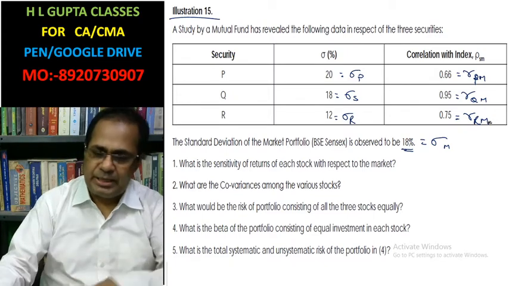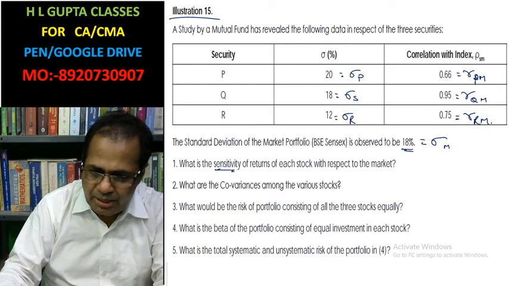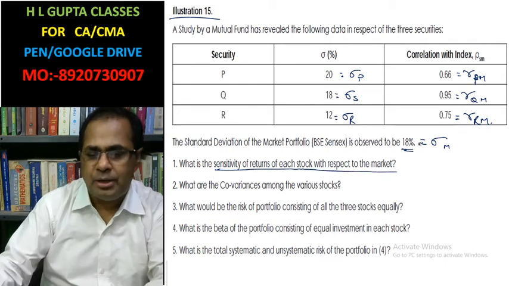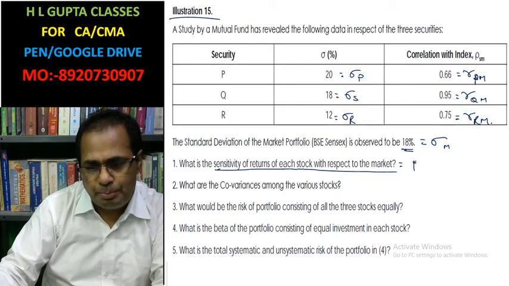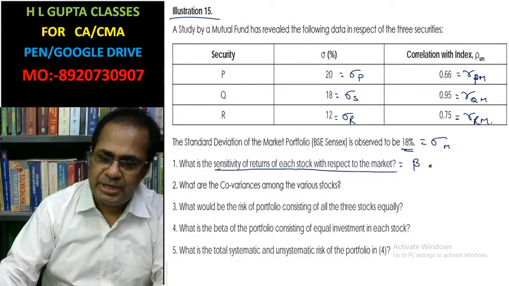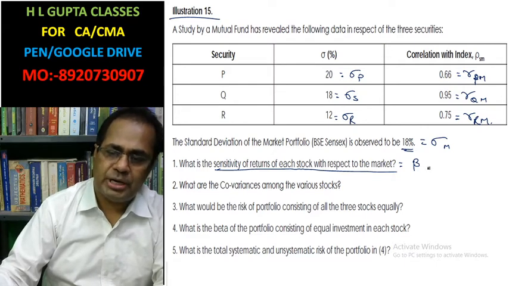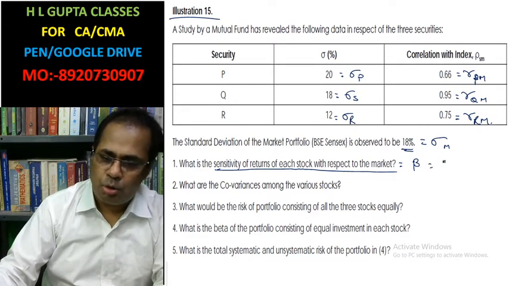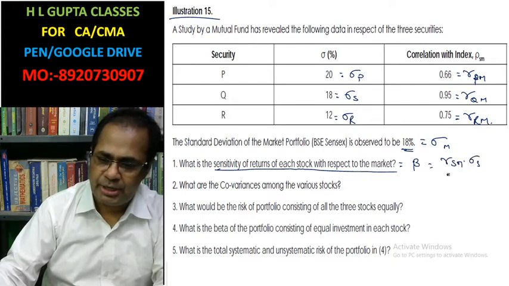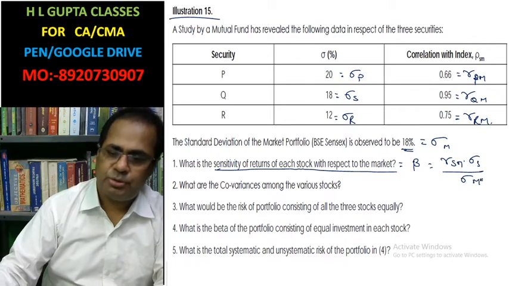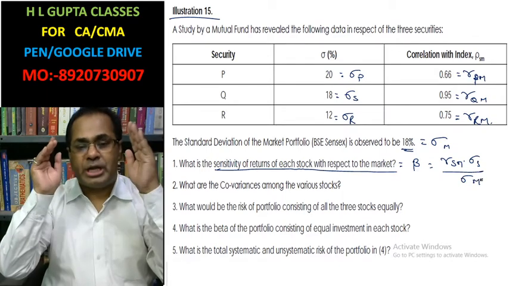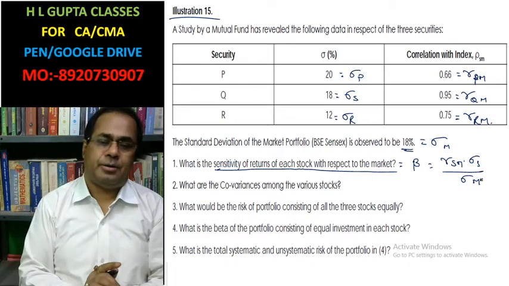It is asking what is the sensitivity of the return of each stock with respect to the market. Sensitivity is also said to be beta. Beta is being asked. So what is beta? You have to calculate the beta value, which is the coefficient of correlation of the security and market, times the standard deviation of the security, divided by the standard deviation of the market. By using this you can calculate the beta value of securities P, Q and R.